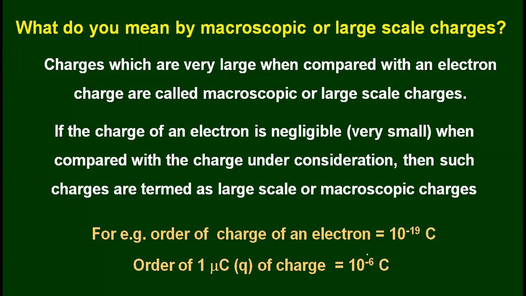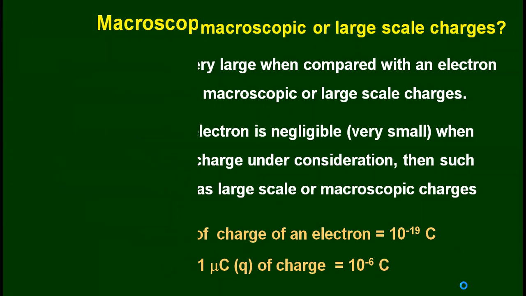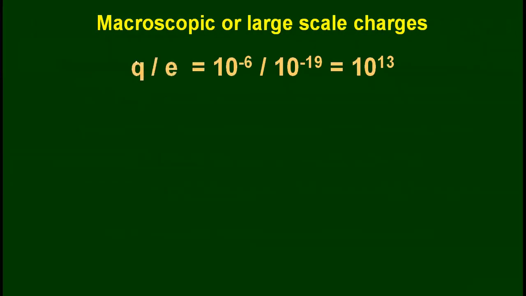You know, charge of an electron is taken as e and the charge carried by a body is taken as Q. So assume a body is carrying a charge of 1 microcoulomb. So order of 1 microcoulomb is 10 to the power minus 6 coulomb because micro means 10 to the power minus 6. So let us compare the charge carried by the body, which is in microcoulomb order, with the charge of an electron. Whenever you want to compare two quantities, you have to find the ratio of the two quantities. So here I'm comparing the charge carried by the body with the charge of an electron, so I find the ratio of these two.